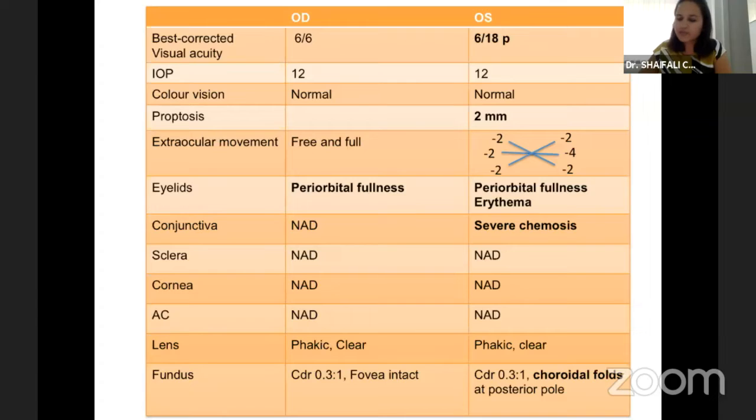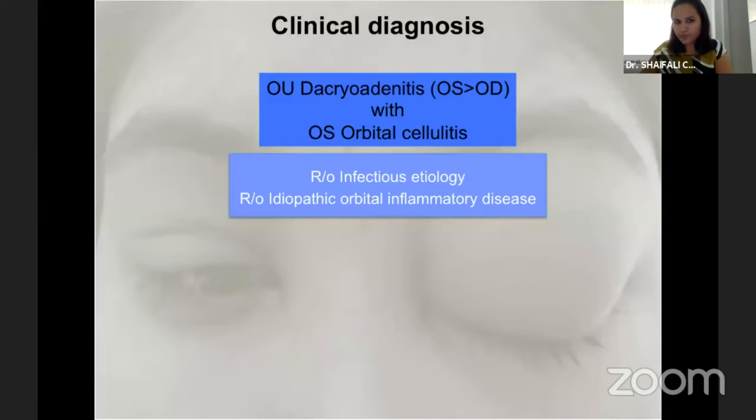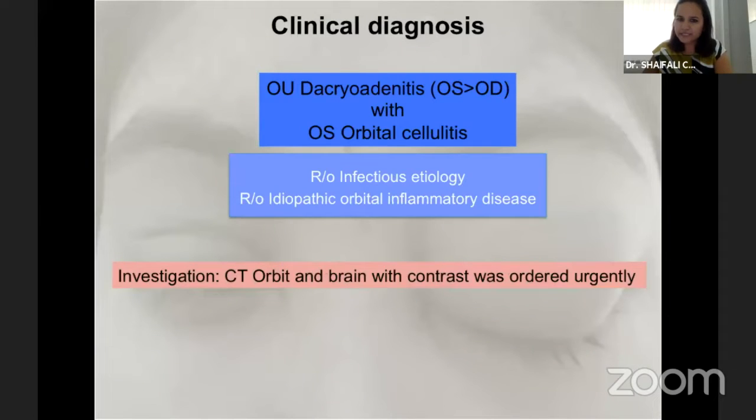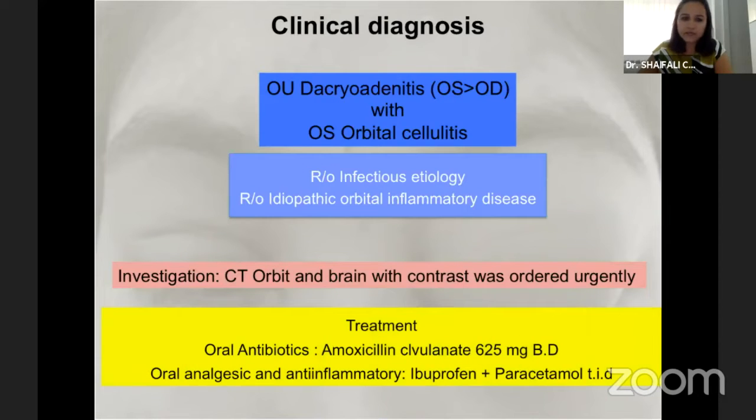On fundus examination, in fact, in her left eye, there were choroidal folds seen, which obviously contribute to her diminution of vision. So at this point, the clinical diagnosis made for her was OU dacryoadenitis, severe in her left eye, with OS orbital cellulitis. And we kept in mind the two most common etiologies, that is infectious or orbital inflammatory disease. A CT orbit and brain was ordered urgently, and she was asked to continue the oral antibiotics while awaiting the result.